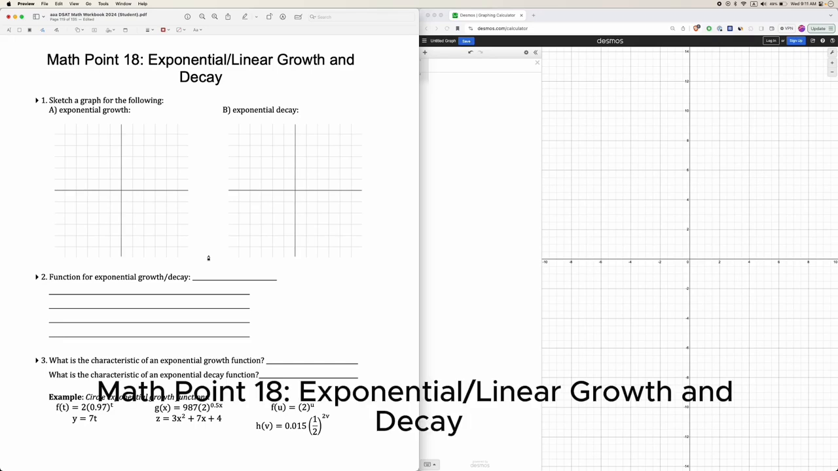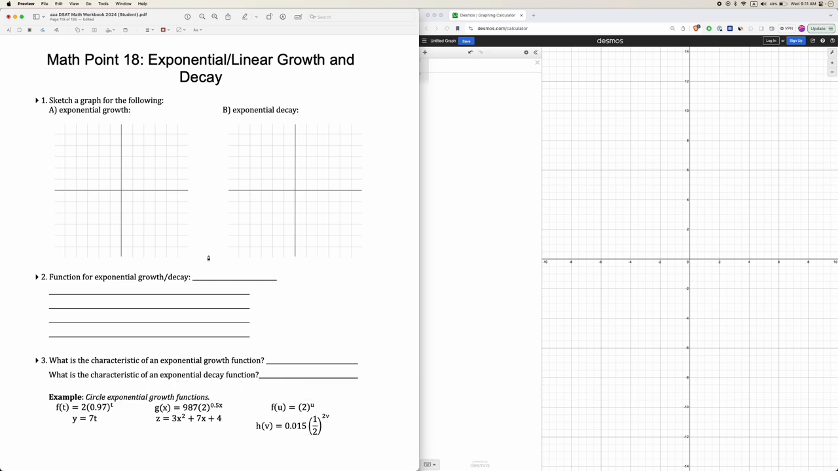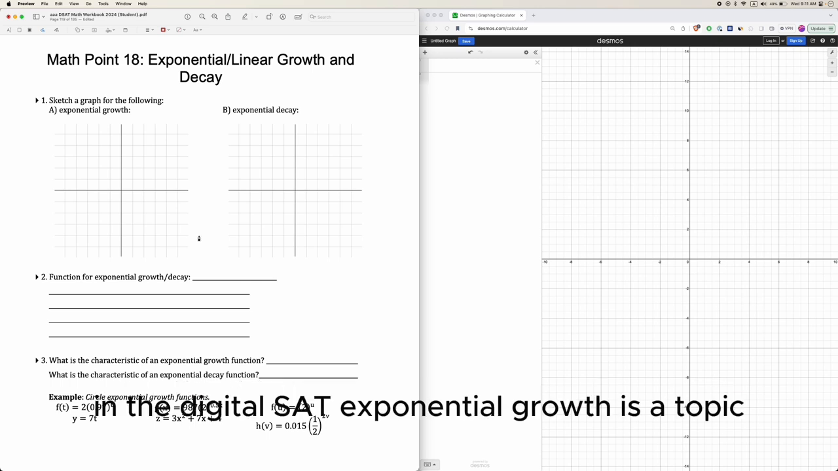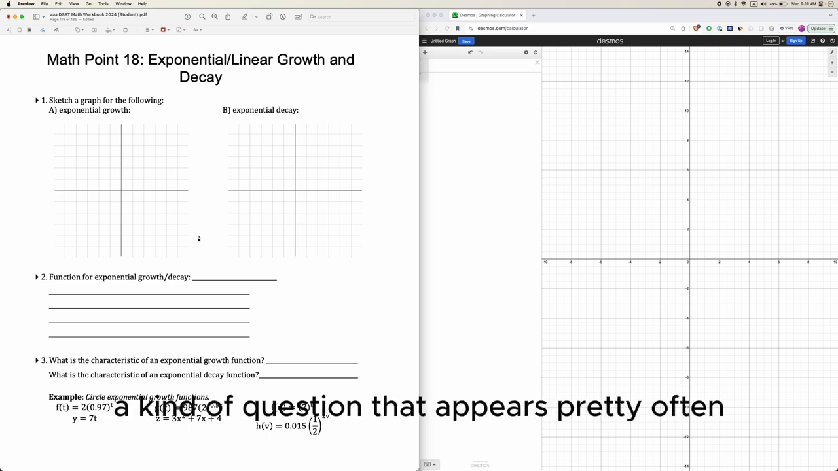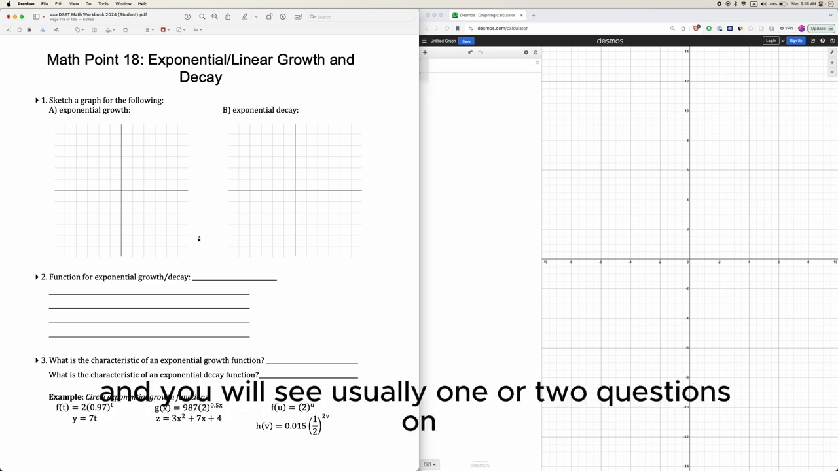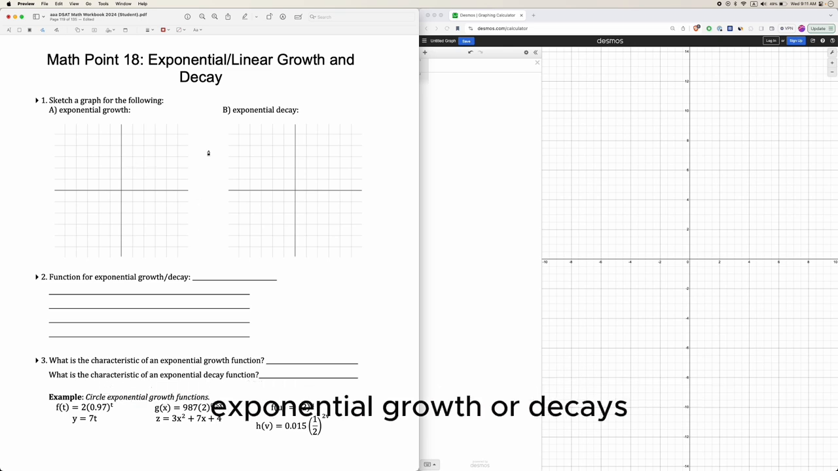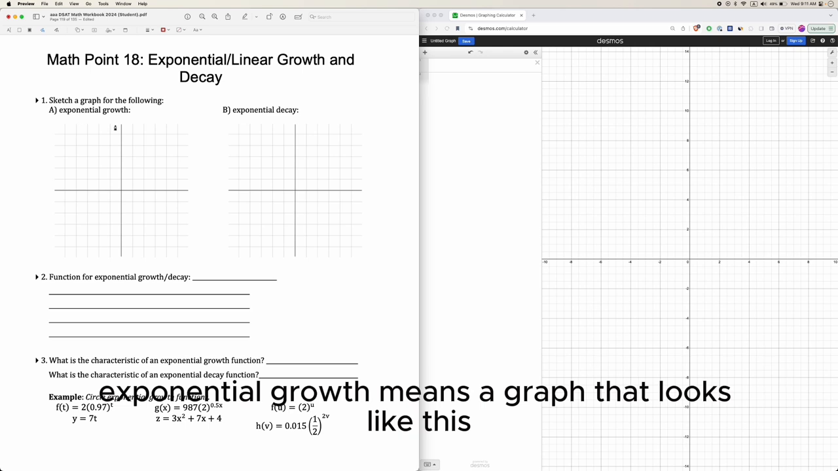Math point 18, exponential or linear growth and decay. In the digital SAT, exponential growth is a kind of question that appears pretty often, and you will usually see one or two questions on exponential growth or decay. It's usually exponential growth. Exponential growth means a graph that looks like this.